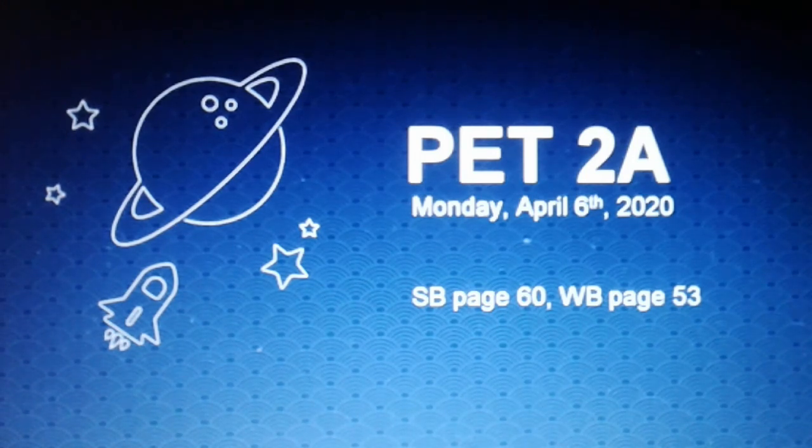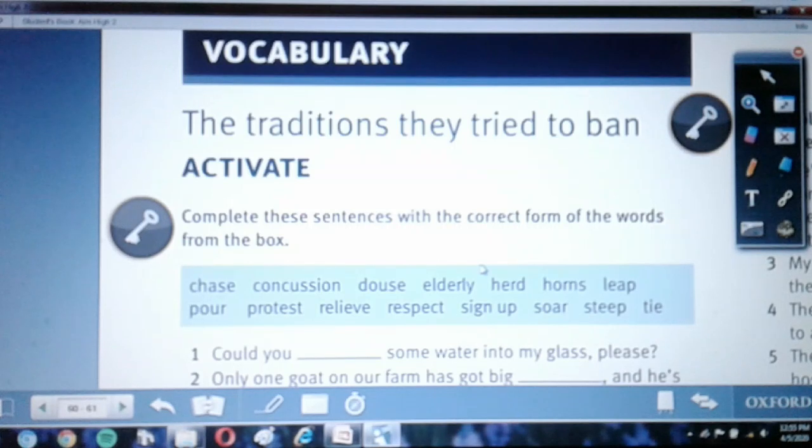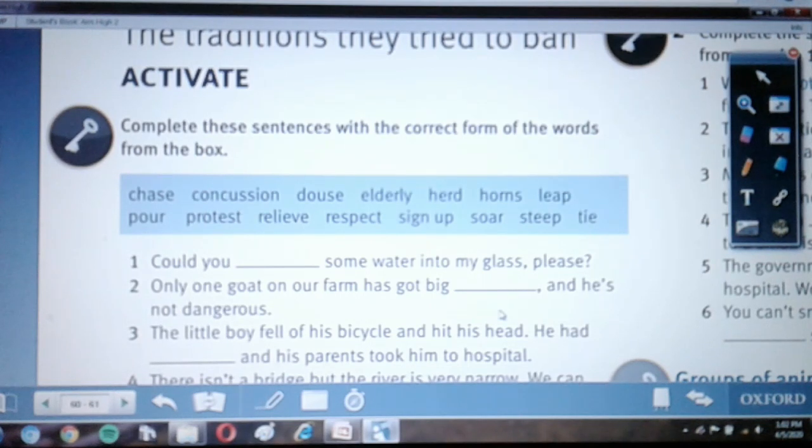Hey everyone, so this time you need to open your student book, page 60, and your workbook, page 53. Have you opened your student book, page 60? So the focus of today's study is vocabulary, and the first thing you have to do is to finish this activate part. You have to complete the sentences below with the correct forms of the words from the box. You could check the definitions of these words again from the previous page, which is 59.